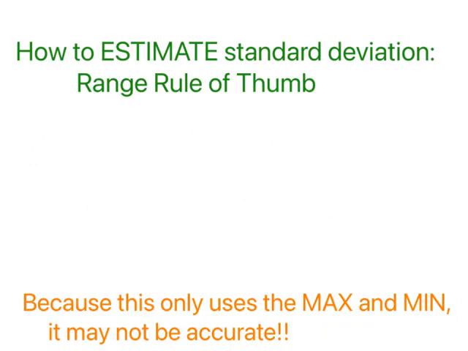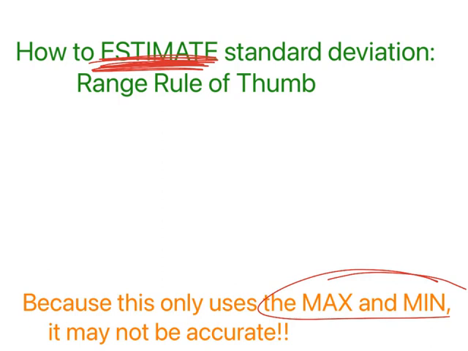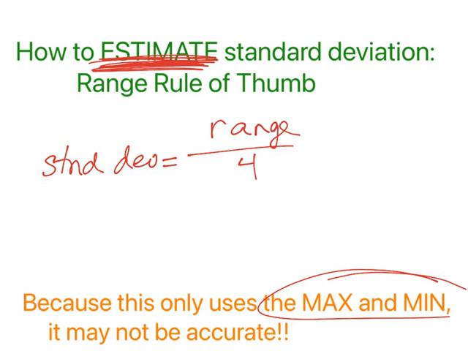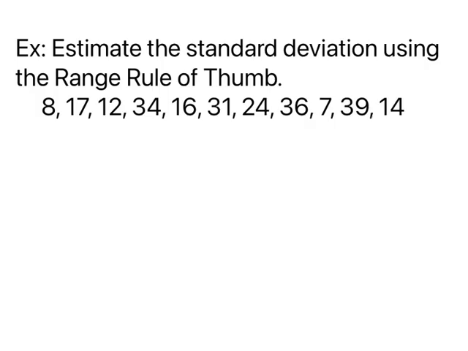Now, we can estimate the standard deviation by using the range rule of thumb. I want to throw out that this is an estimate. This is not an accurate way to calculate the standard deviation, and it only uses the max and the min, so it may not be even close to accurate. But if you just need a general ballpark, the standard deviation can be estimated by taking the range of values and dividing by 4. Remember, this is an estimate, because the range is max minus min.